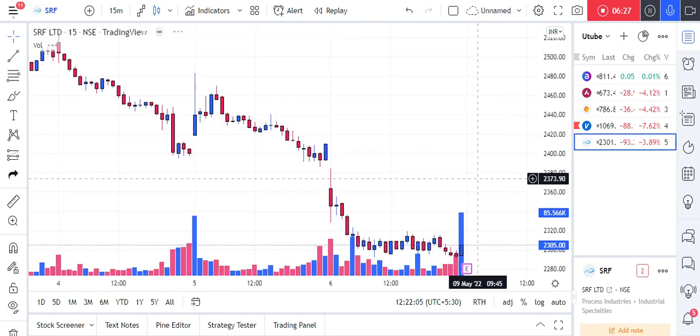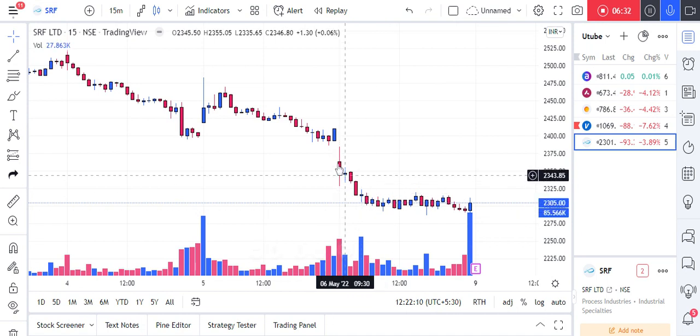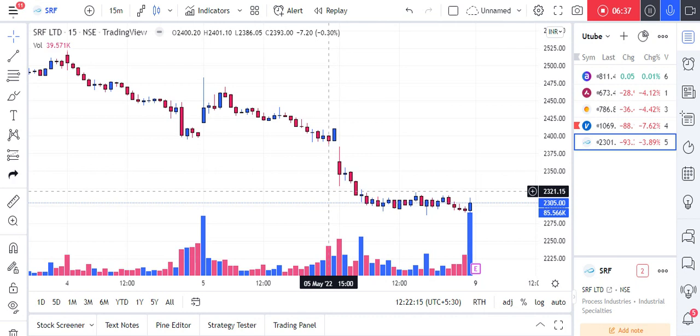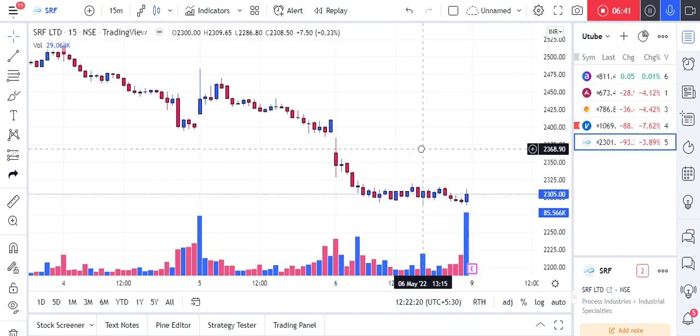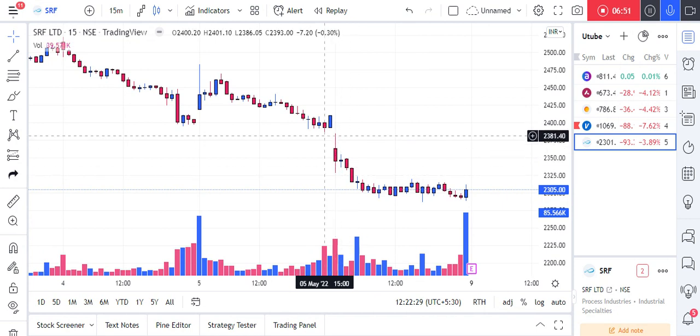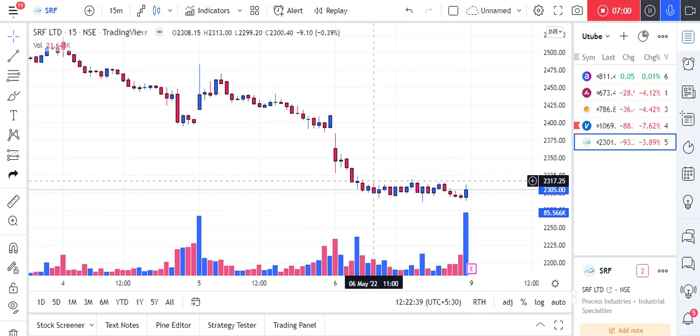And I will take one more example. This is the SRF chart. The first candle closes below the previous day's low, and it is a bear candle. After breaking this candle's low, it fell down. This candle is somewhat big, but since the price is trading around 2300, we can take this trade. But it did not give the 1 is to 2 target range.